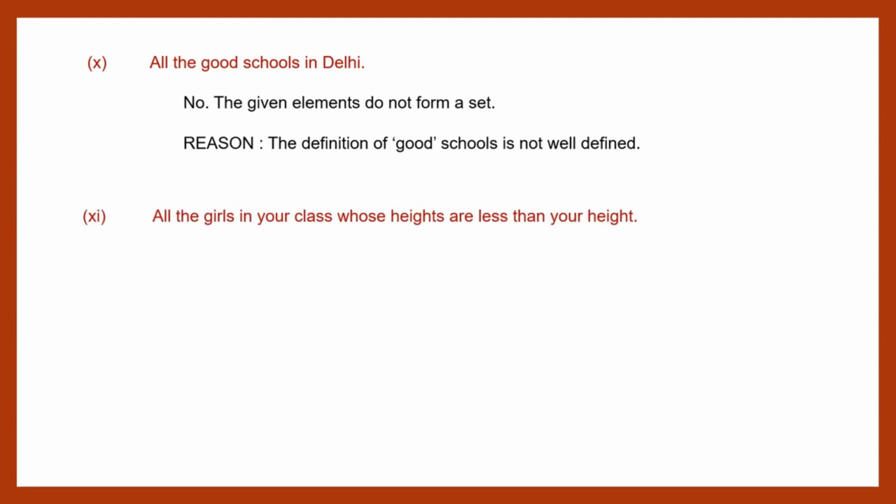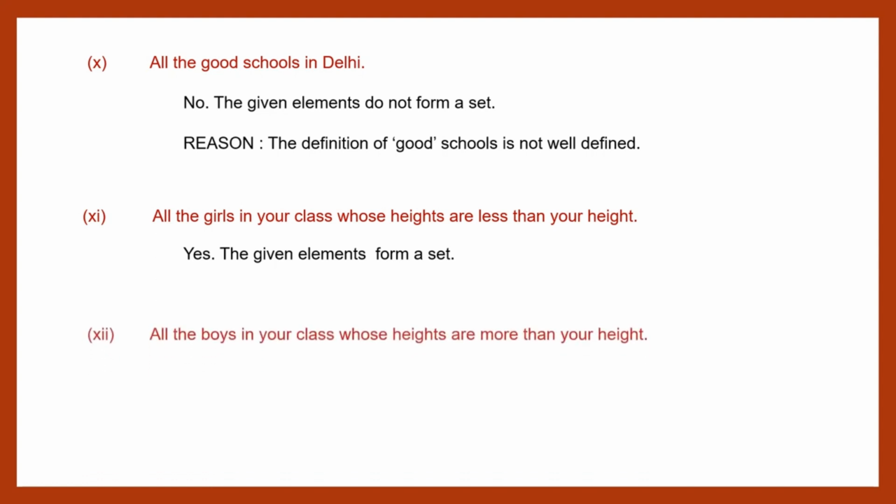Question 11. All the girls in your class whose heights are less than your height now. This is clear, isn't it? You're talking about all the girls. Now in your class, there are some girls and all the girls whose heights are less than your height. You'll be able to easily count how many, isn't it? So yes, the given elements form a set because it's very well defined.